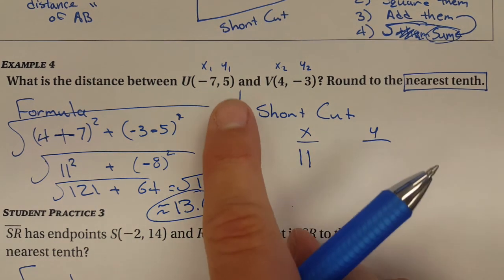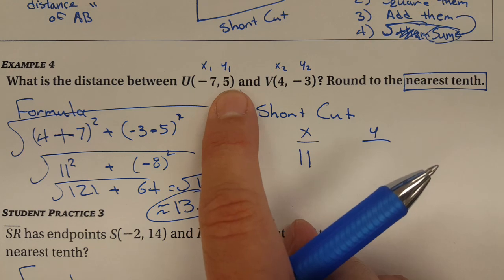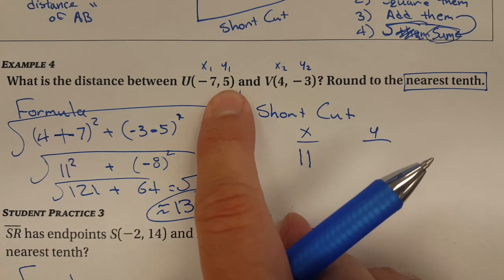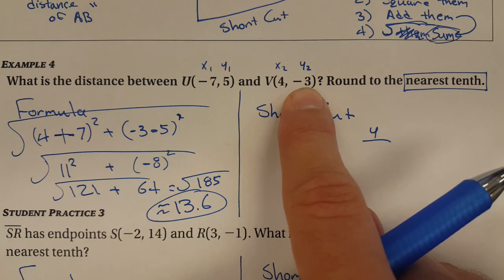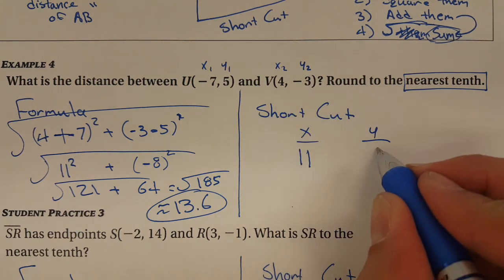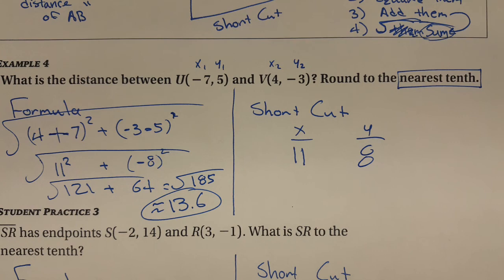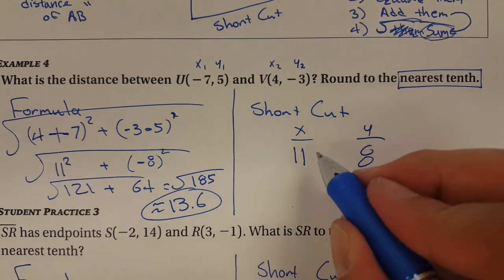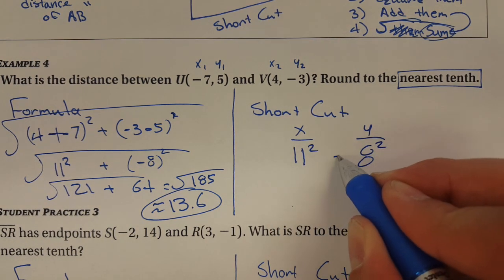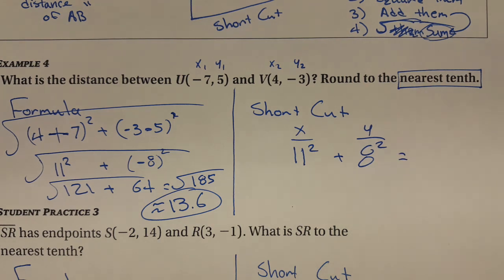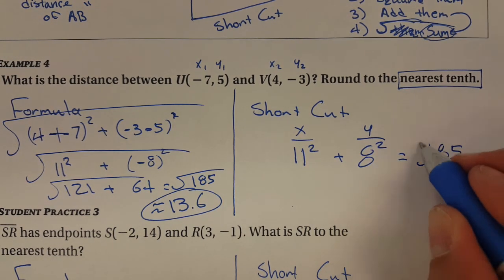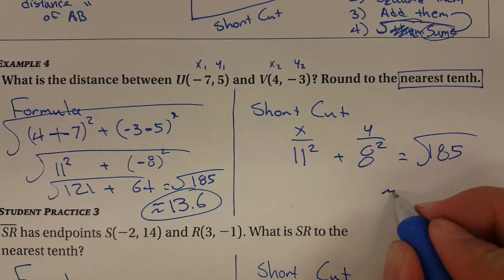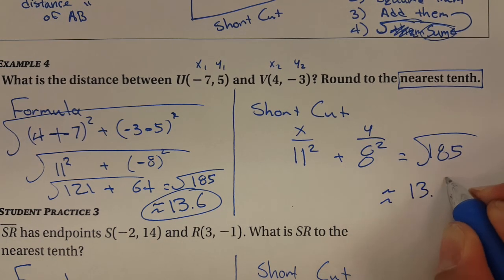Again, spatial sense, common sense. If I drew a number line, 4 and negative 7 are 11 away from each other. No such thing as negatives. On a number line, how far apart is 5 and a negative 3? This is 5 away from 0. This is 3 away from 0. No such thing as negative distances. That's 8 apart from each other. Here we go. X distance, Y distance. Square them, add them, see what we get here. Oh, weird, 185.